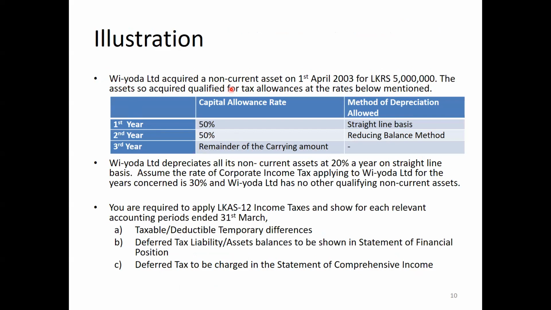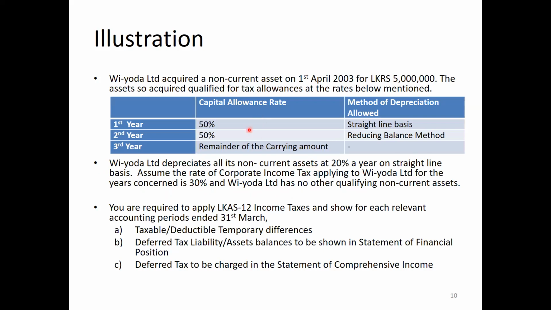Vioda Limited acquired a non-current asset on 1st of April 2003 for rupees 5 million. The asset so acquired qualified for tax allowances at the rates mentioned below. This is the government-approved rate for tax depreciation. In the first year 50%, on a straight line basis. Second year, again 50%, but on a reducing balance basis. The third year, the balance remains. Vioda Limited depreciates all its non-current assets at 20% a year on a straight line basis. Assume the rate of corporate income tax applying to Vioda Limited for the year concerned is 30%, and Vioda Limited has no other qualifying non-current assets.